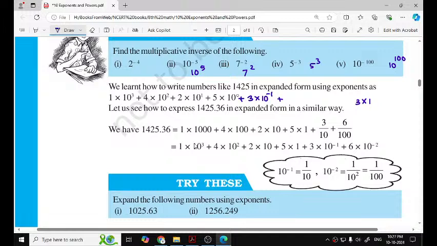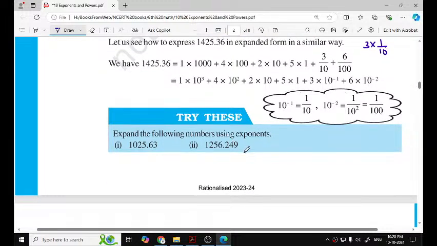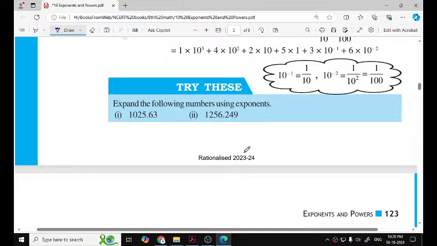Plus 6 into 10 raised to minus 2, which in fraction form is 3 into 1 upon 10, that can be written as 3 upon 10, and this one is 6 into 1 upon 10 square, so that is 6 upon 100. So we can write a number with a decimal point in expanded form.